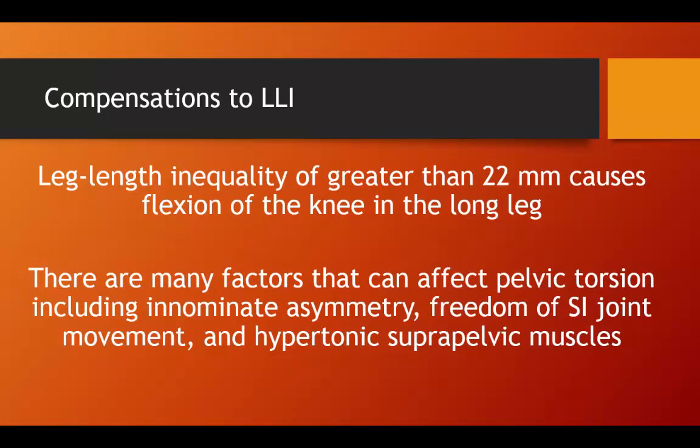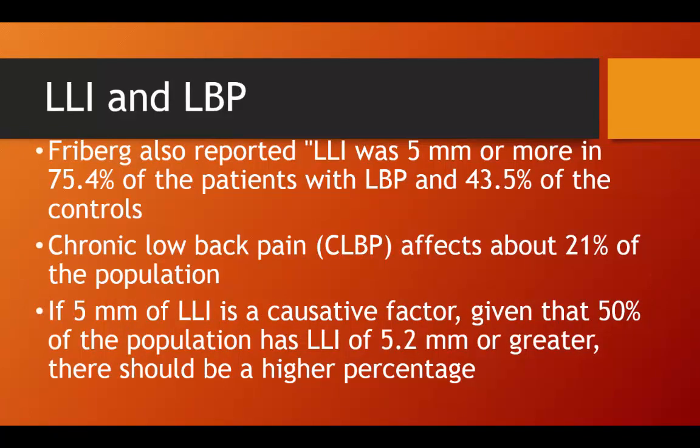Leg length inequality of greater than 22 millimeters causes flexion of the knee on the long side. There are many factors that can affect pelvic torsion, including innominate asymmetry, freedom of the SI joint, and hypertonic suprapelvic muscles. Now to the question of leg length inequality and low back pain.